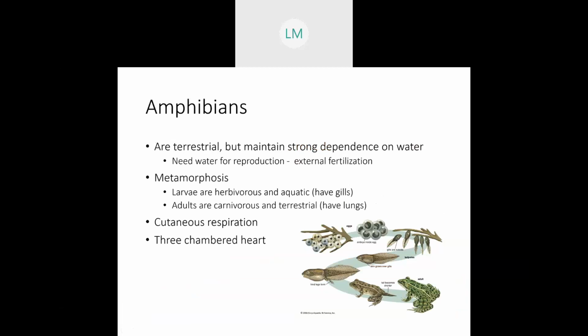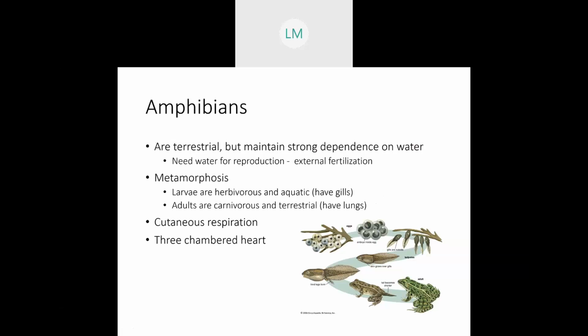And then we also have this really amazing metamorphosis that happens in amphibians, kind of also highlighting our dependence on water still. So we have these eggs that develop into aquatic larvae. These larvae are herbivorous. They have gills, right? They are fully aquatic. But then they go through this metamorphosis, this development, where they become carnivorous and terrestrial and have lungs. Okay, so we're still dependent on water because our larvae have to have water, but our adults are now terrestrial.